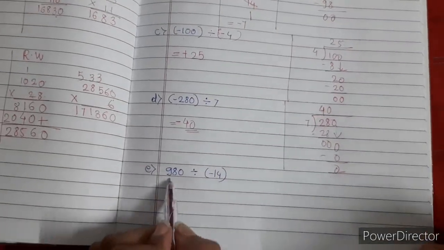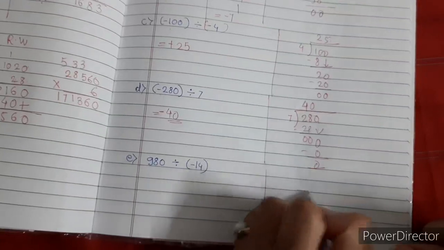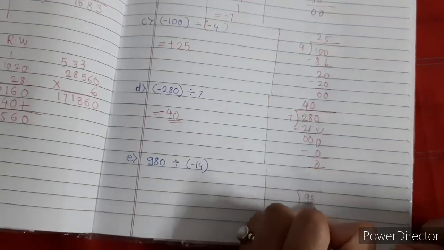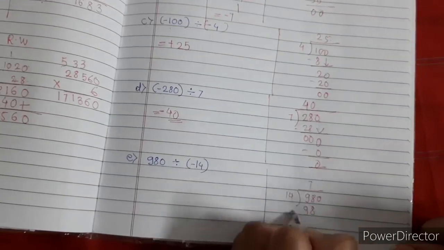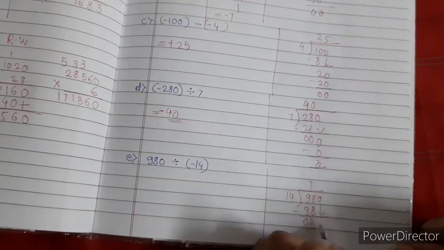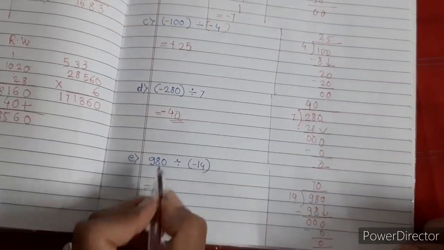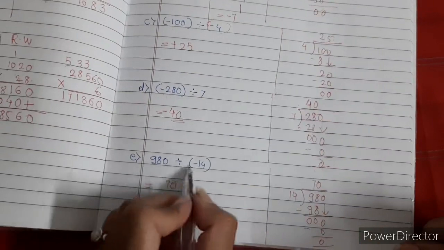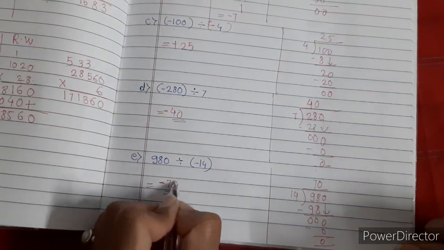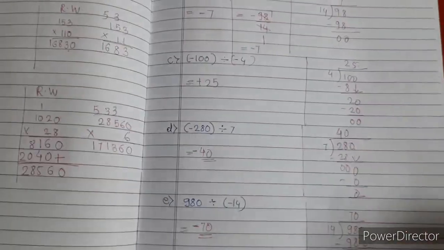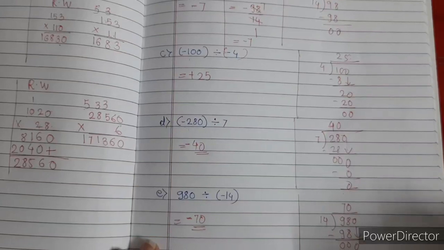Last sum, 980 divided by minus 14. I'll perform the rough work. 980 divided by 14. 7 14s are 98. I'll have a 0. 14 zeros are 0. So 70, and I'll look for the sign. Both of them have different signs, so my answer is negative. Copy down all these questions in your rough copy and solve them.